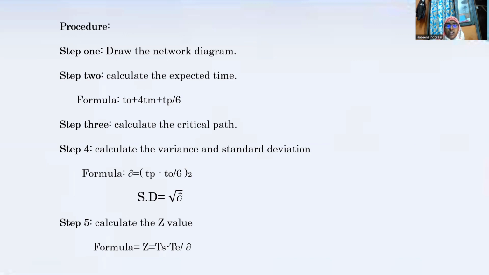The fifth and the last one is z value. A z value is calculated for each node that has a target date. It is equivalent to the number of standard deviations between the node's expected and target dates. It is calculated by a formula: TS minus TE divided by the standard deviation. TS stands for total time for scheduling and TE stands for earliest time. It is divided by the standard deviation value which is obtained from the variance.